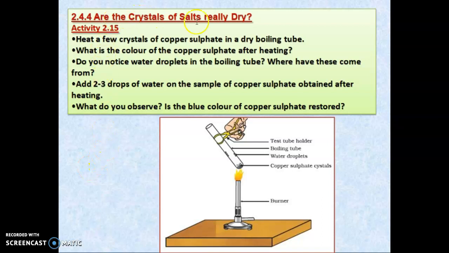Now, are the crystals of salt really dry? Activity: heat a few crystals of copper sulfate in a dry boiling tube. What is the color of the copper sulfate after heating? Do you notice water droplets in the boiling tube? Where have these come from? Add 2 or 3 drops of water on the sample of copper sulfate obtained after heating. Is the blue color of copper sulfate restored?